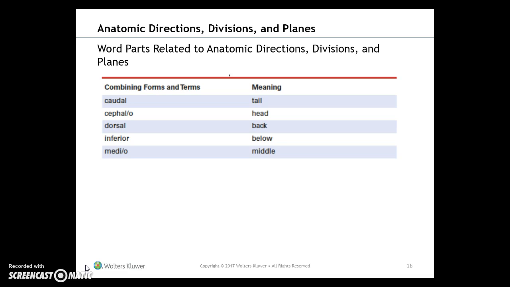A plane is an imaginary flat surface used to divide the body or organs into distinct areas. Planes allow us to study and visualize the structure and arrangement of various organs, especially when we're viewing x-rays or CT scans. So this section is going to introduce words, parts, and terminology used to visualize the body and talk about specific body locations. What we're going to talk about first here is the combining forms and terms: caudal, cephalo, dorsal, inferior, and medial.